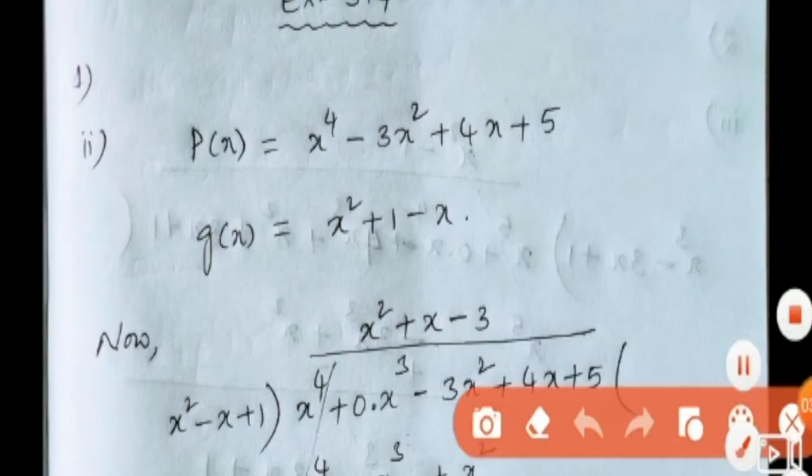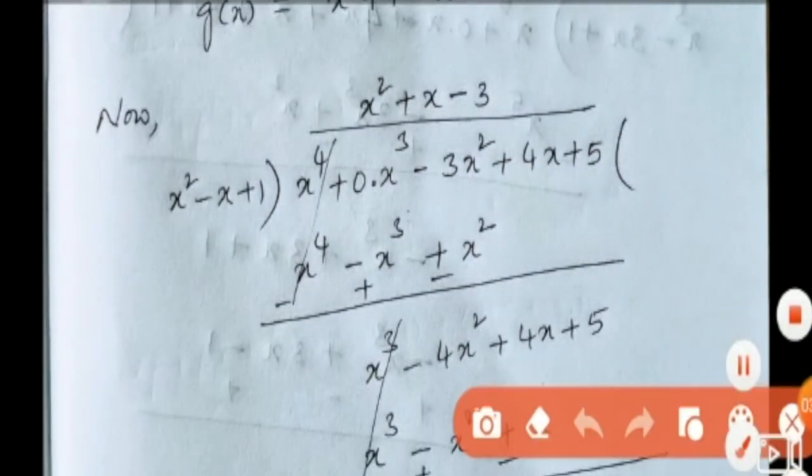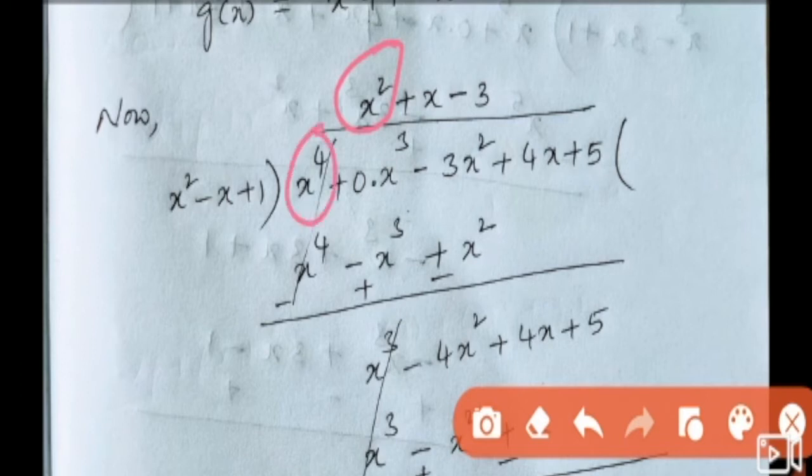Okay. So let us consider the given polynomials, p of x and g of x. Here g of x is the divisor and p of x is the dividend. So write them in the division process, and next we have to take the quotient. To obtain the first quotient, take the first term of the dividend, that is x to the power of 4, and the first term of the divisor, that is x square. From these, two x terms will be cancelled. Then we get x square.